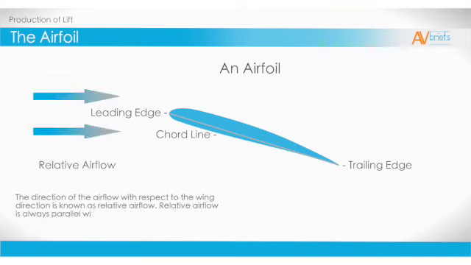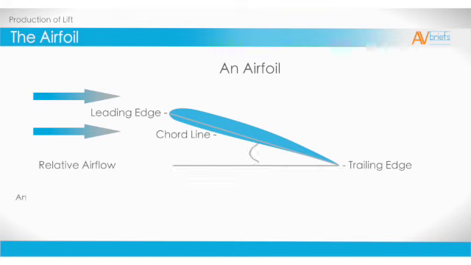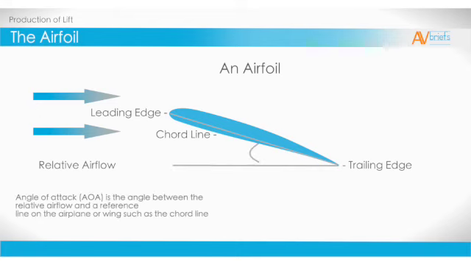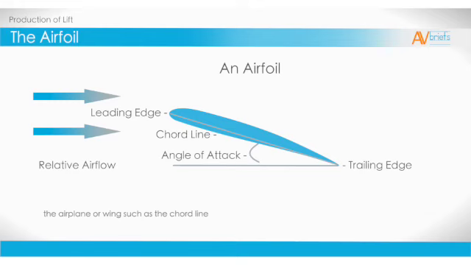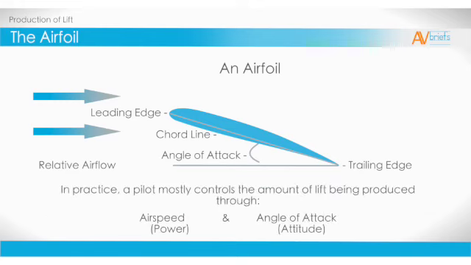The direction of the airflow, with respect to the wing direction, is known as relative airflow. Relative airflow is always parallel with, and directly opposite in direction, to the airplane's flight path. The angle of attack is the angle between the relative airflow and a reference line on the airplane or wing, such as the chord line. In practice, a pilot mostly controls the amount of lift being produced through airspeed with the use of power, and angle of attack with the use of attitude.